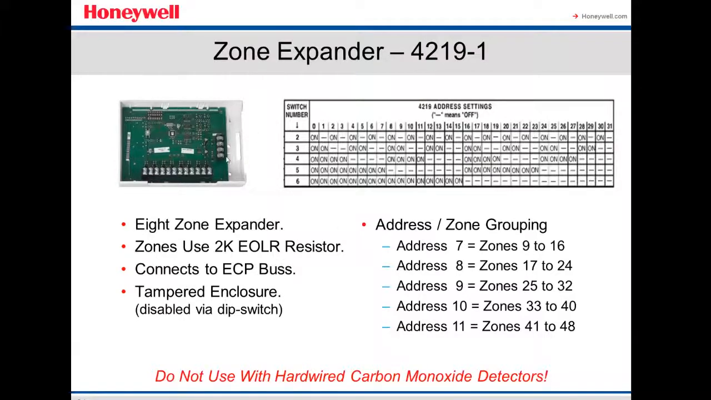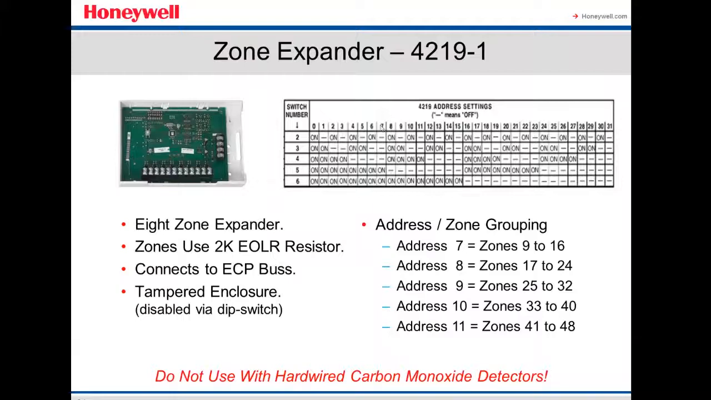You can use up to 5 of these, and starting from all accessories, they have an address. So you've got to make sure you put the right address for the keypads and the expanders. In this case, we have a little table. If you're going to use zones 9 to 16, the address on this expander is going to be address number 7, which you can see they all come with on a little label on the box.